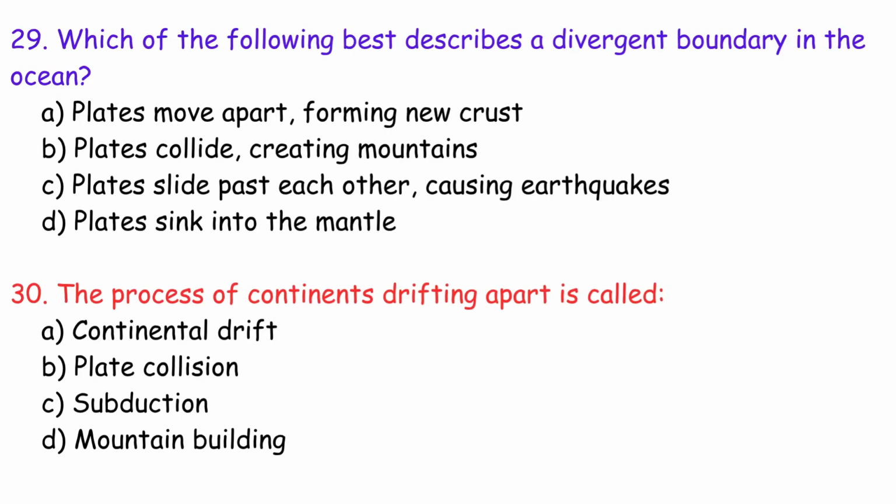29. Which of the following best describes a divergent boundary in the ocean? A. Plates move apart, forming new crust. B. Plates collide, creating mountains. C. Plates slide past each other, causing earthquakes. D. Plates sink into the mantle. 30. The process of continents drifting apart is called A. Continental drift. B. Plate collision. C. Subduction. D. Mountain building.